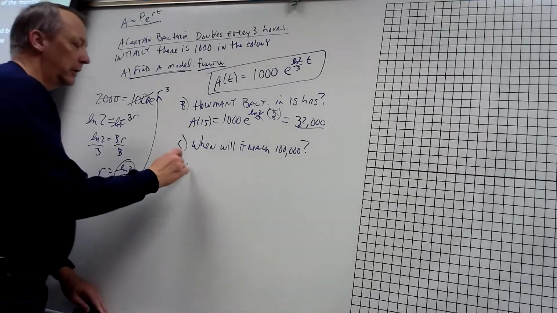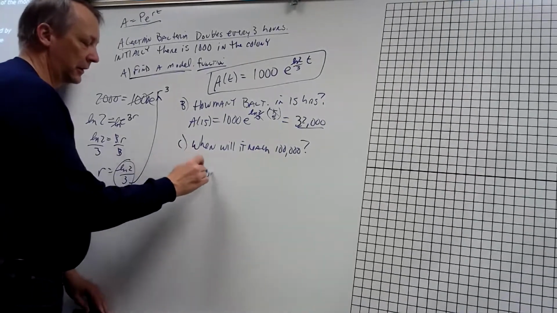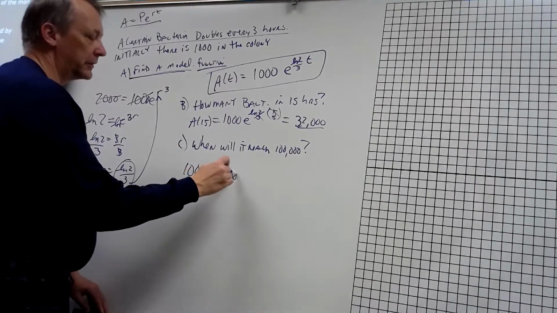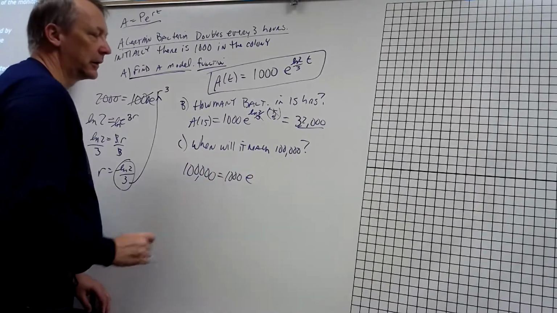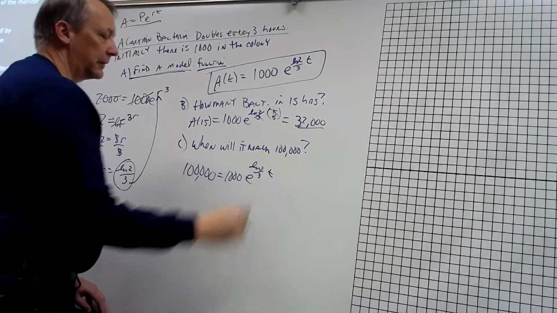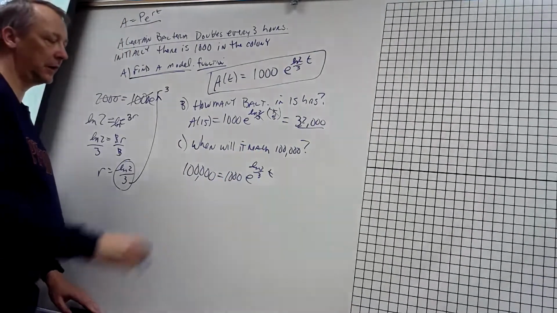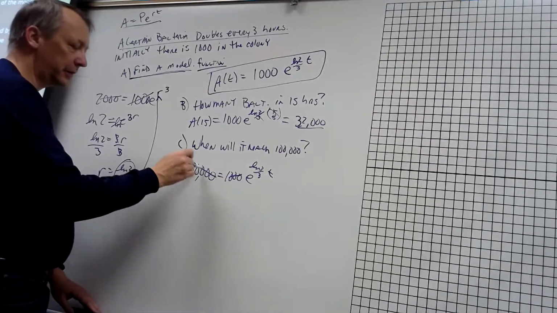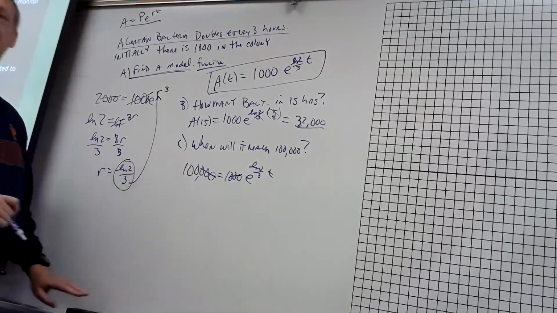100,000 equals 1,000 e to the ln of 2 over 3 times t, right? Okay, so those 3 zeros cancel those 3 zeros, right? Then what?